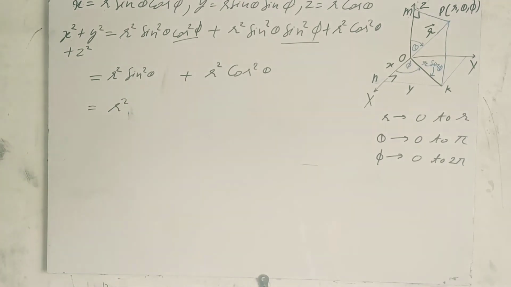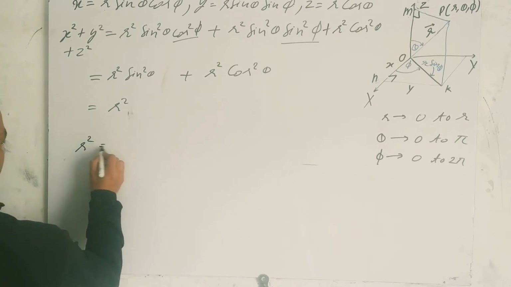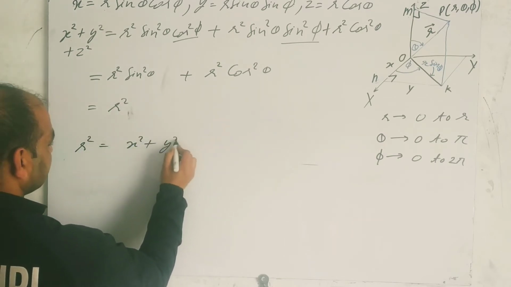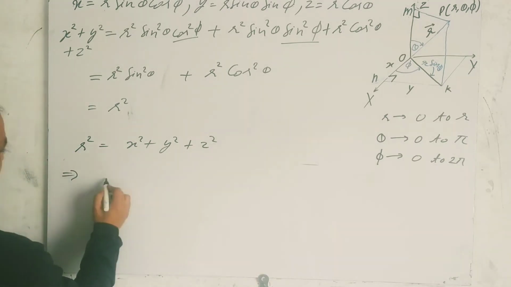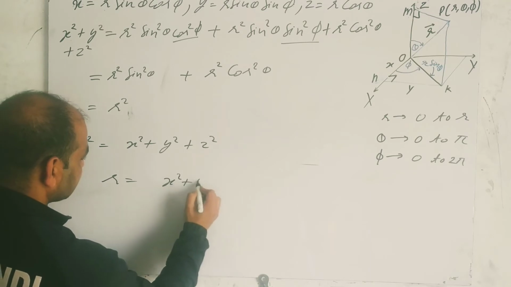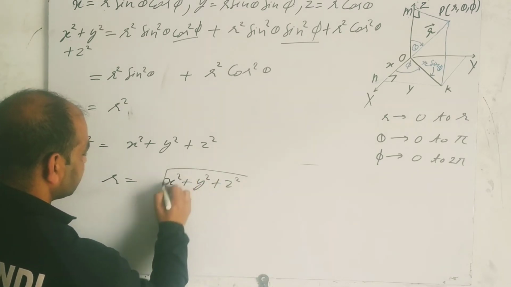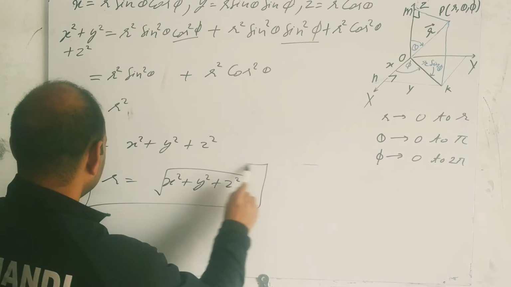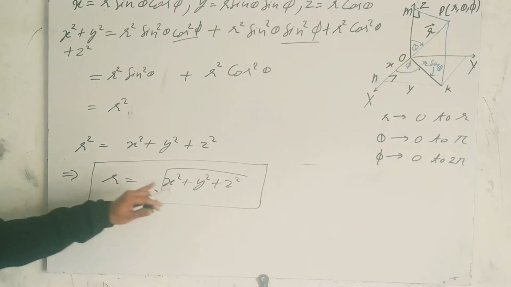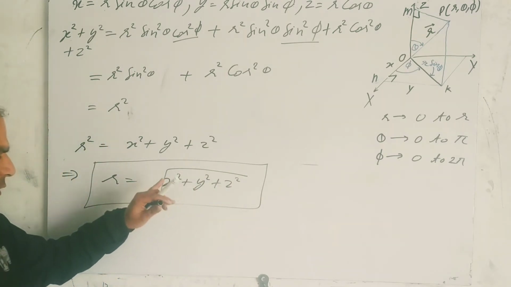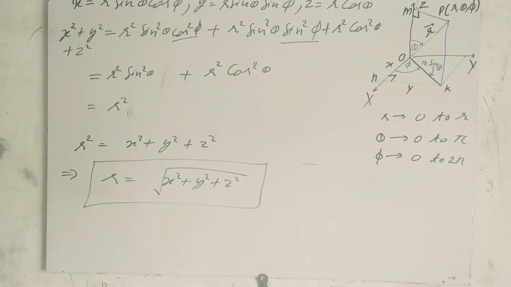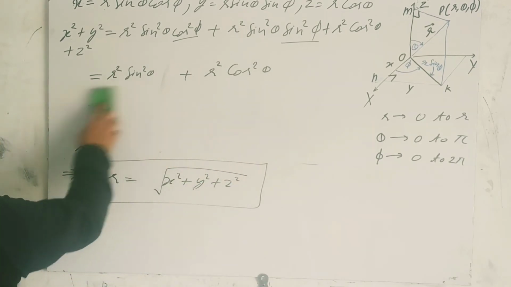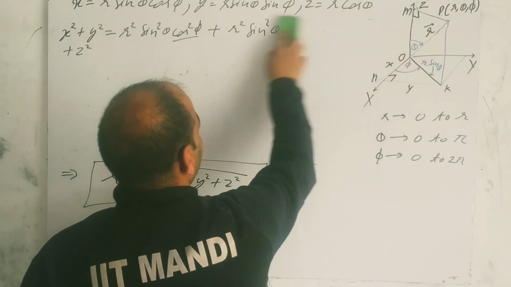So the result we are getting is r square is equal to x square plus y square plus z square. It implies r is equal to the square root of x square plus y square plus z square. So this is the relation between r and the Cartesian coordinate system. If we know the values of x, y and z, then we can find the value of r. Now we will find theta and phi.